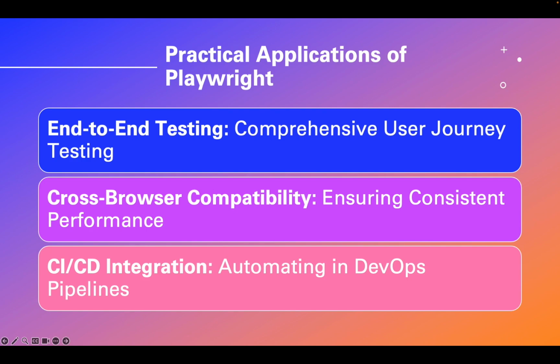Practical application of Playwright. End-to-end testing is one of the primary use cases for Playwright, allowing teams to simulate complete user journeys and interactions with the application. The cross-browser compatibility testing, where Playwright ensures that the web application behaves consistently across different browsers, reducing the risk of browser-specific bugs. Playwright integrates seamlessly into CI/CD pipelines, enabling automated testing as part of the continuous integration and deployment process. This helps in catching issues early and accelerating the deployment cycles.